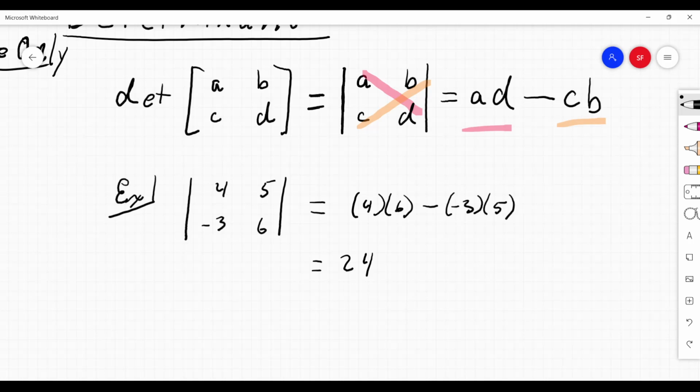Okay. So, 4 times 6 equals 24. Negative, negative. We can ka-chink, ka-chink that now, right? Sounds great. 3 times 5 is 15. So, the determinant of this matrix is 39.